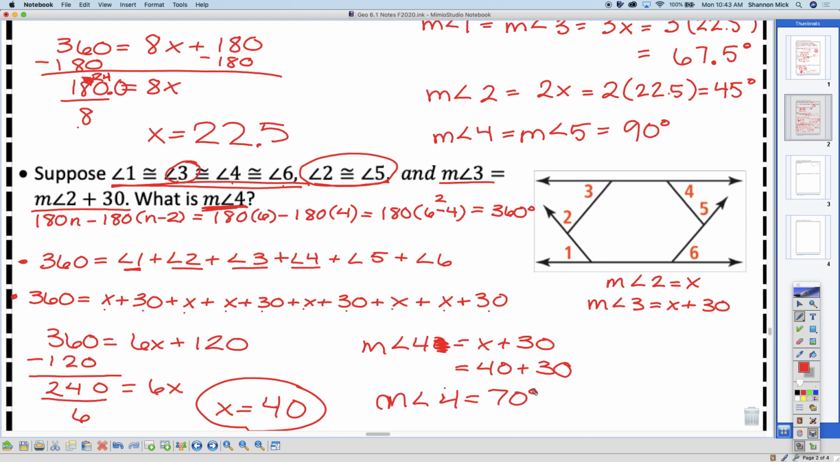And don't forget your degrees. What is that? Oh, is that M? That's an M. Okay, so let's talk about this problem. What happened in it? A lot of things happened.